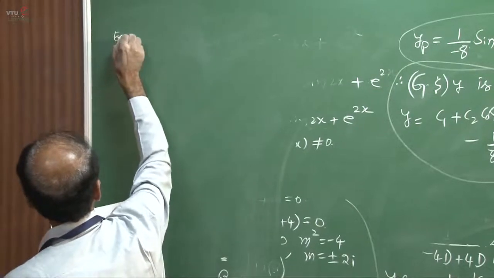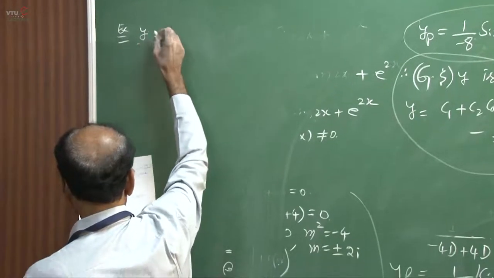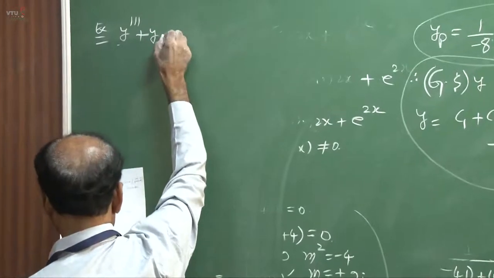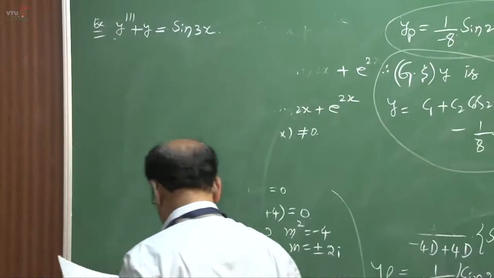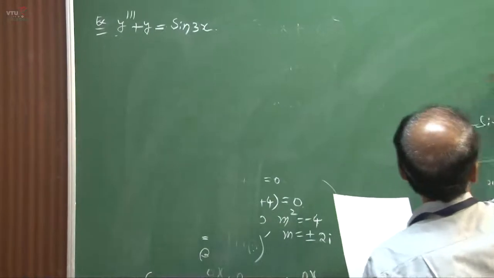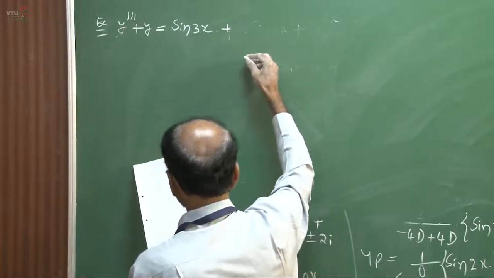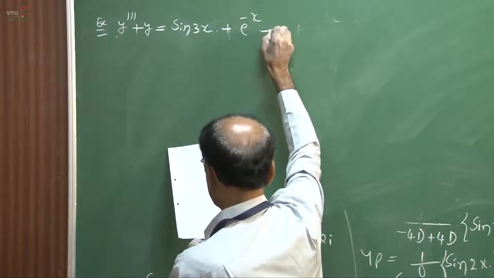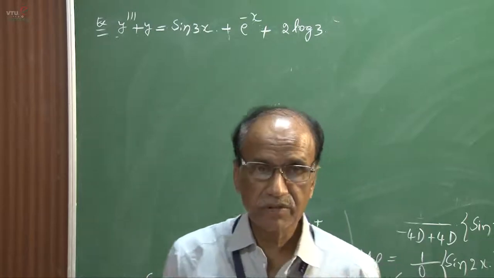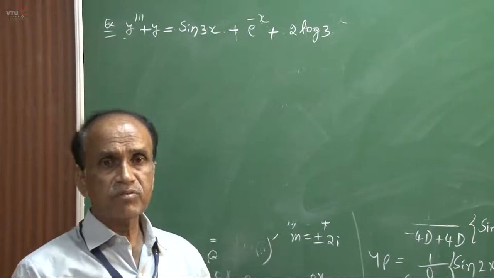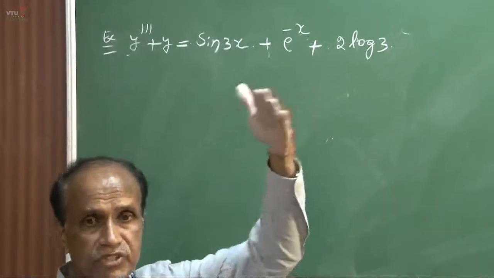This is an example which we can consider as y double dash, y triple dash plus y is equal to sin 3x plus e to the power minus x plus 2 times log 3. It is given, so all the three terms are given in the form of summation: one is trigonometric, the second one is exponential and the third one is constant, which we have discussed in the previous case.